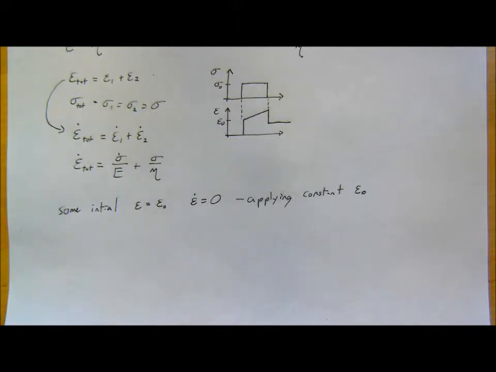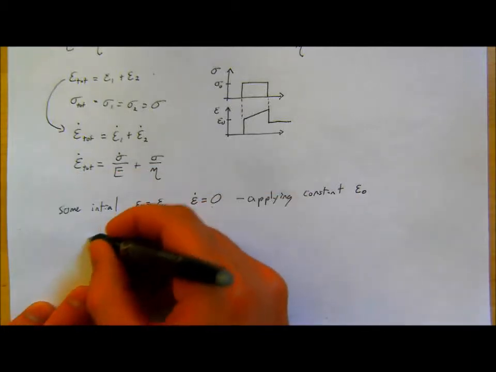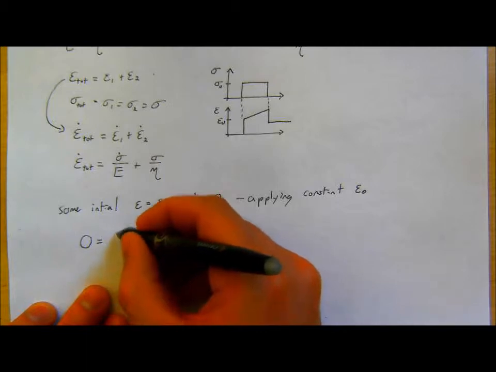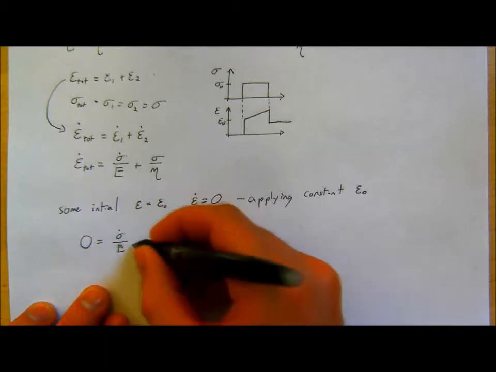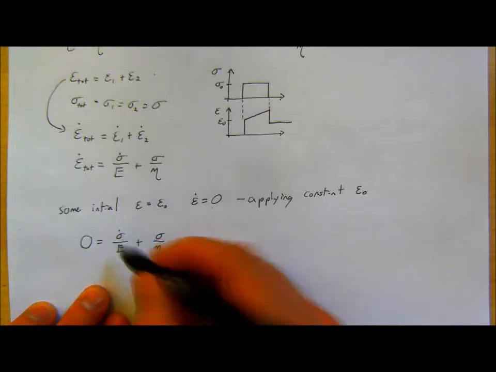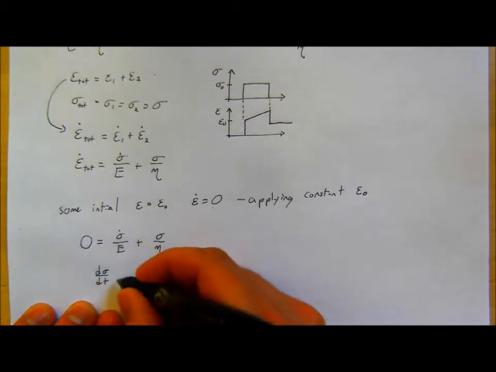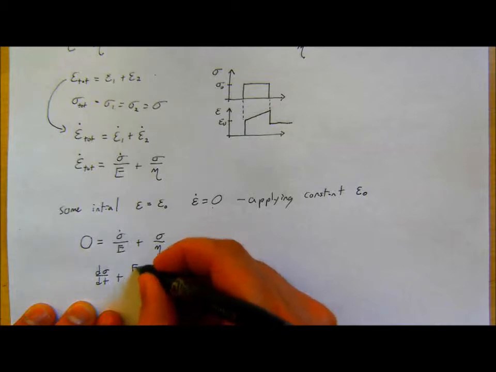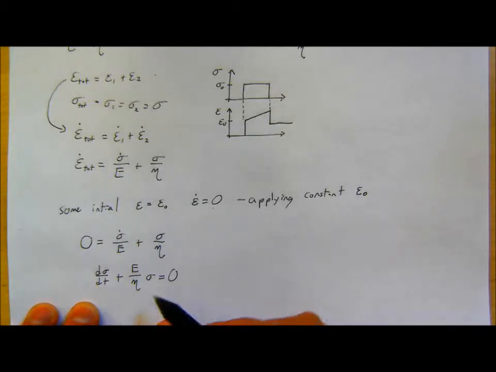So I can plug this in now, and I can say, solving this thing out, 0 is equal to, let's start like this, E plus sigma over eta. I'm going to now represent this as a dt, so d sigma dt plus, I'm going to multiply both sides by E over eta sigma is equal to 0. I want to move things around now so I can integrate this. This is a differential equation, so I can try to solve this differential equation.